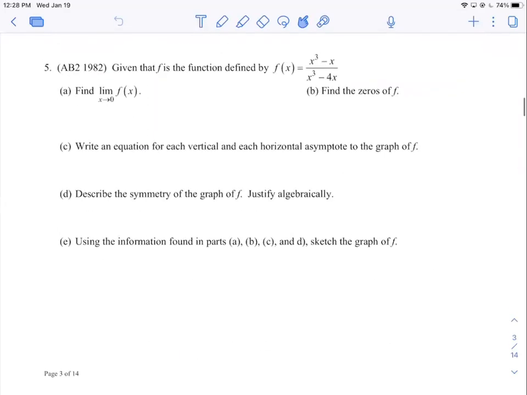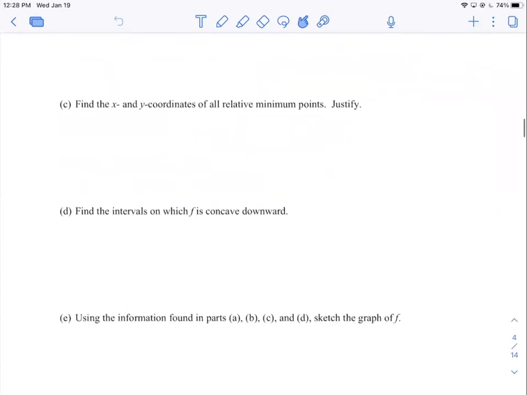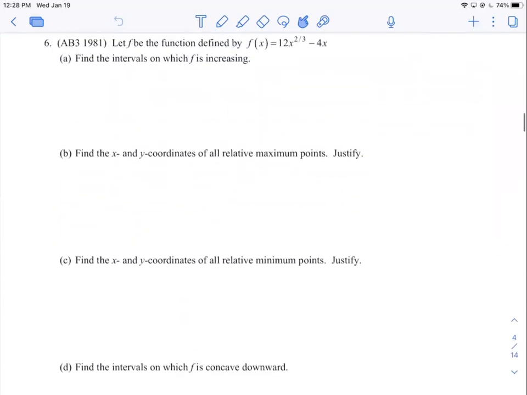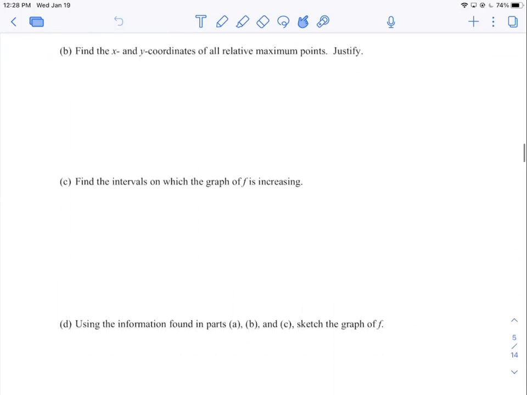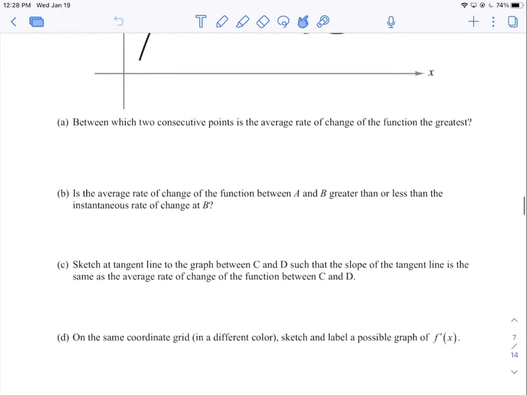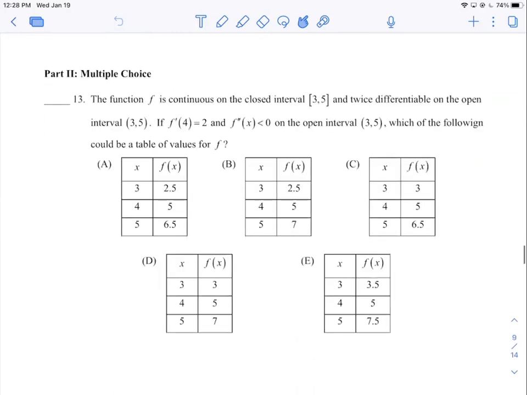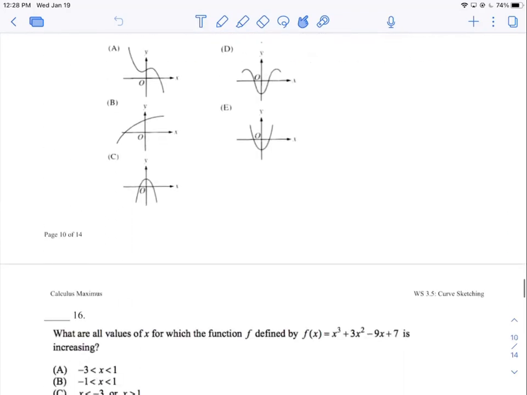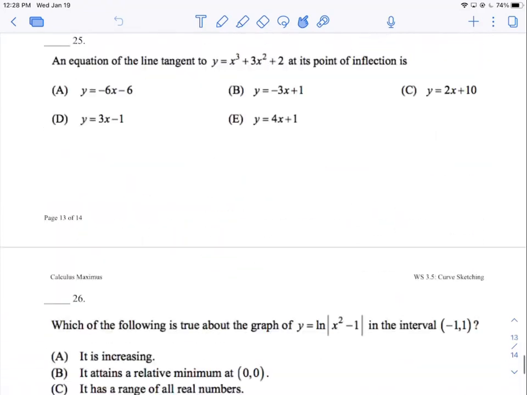An actual free response question there from 97. An actual free response question there from 81. Back in the day, there were a lot more pre-calculus type questions on these. An actual AP question from 78. More, and then multiple choice. So the multiple choice should go a little bit more quickly. All right. So yeah, there you go.